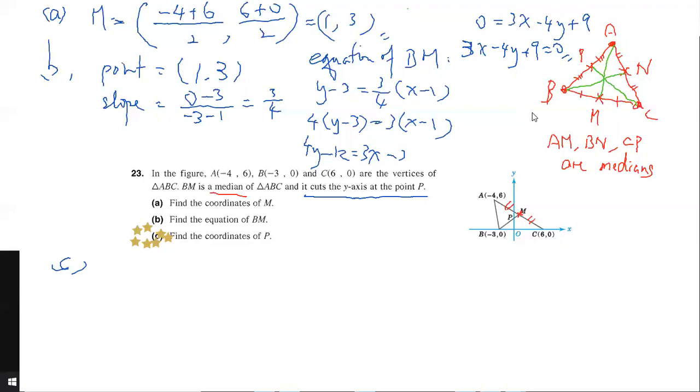Is that its x coordinate is always equal to 0. So the coordinates of P is always 0 something. Any point on the y-axis will have the x coordinate equal to 0. How about the points on the x-axis? The x-axis will have y coordinate equal to 0.